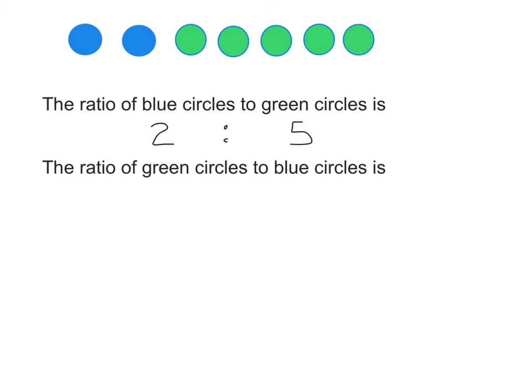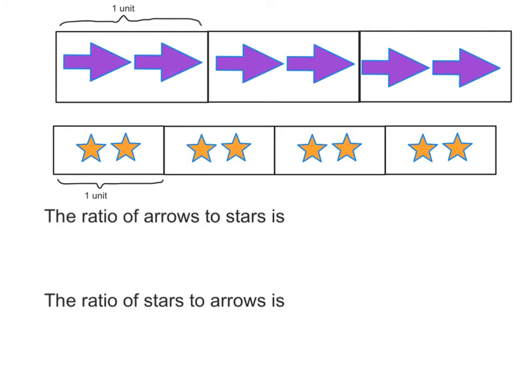And the second one, we want green to blue. So green has to go first. So this time I'm going to write 5, and blue is last, so 2. So blue to green, 2 to 5, green to blue, 5 to 2. Pause the video and answer these 2 questions.